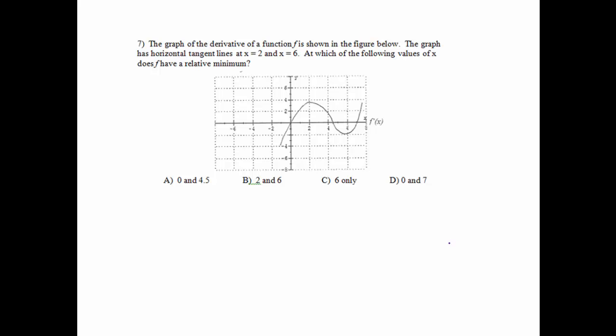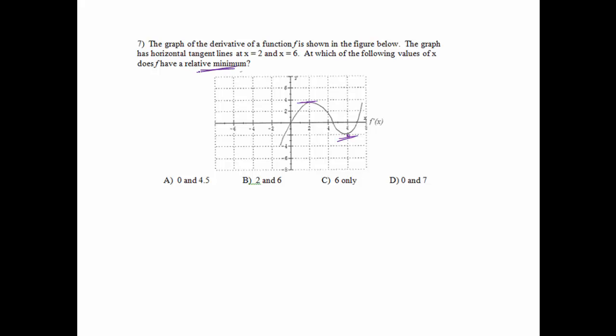Number 7, the graph of the derivative of a function f is shown in the figure below. The graph has horizontal tangents at x equals 2 and x equals 6. We definitely can see that there are horizontal tangents there. Good for us that we know that. And then at which of the following values of x does f have a relative minimum?